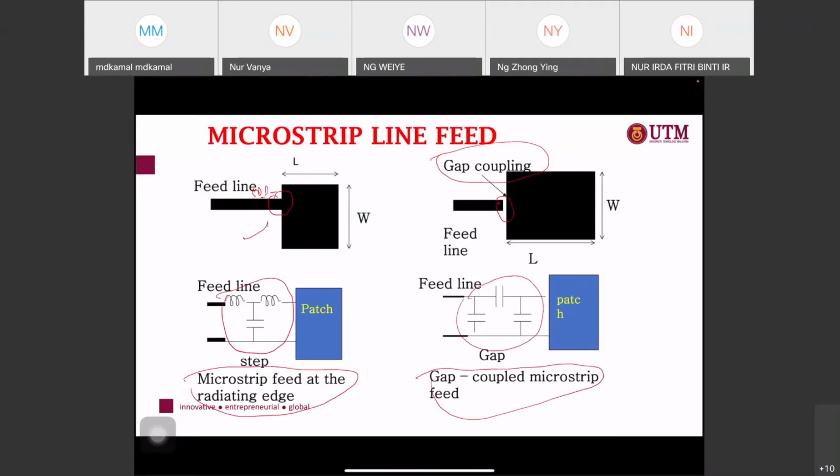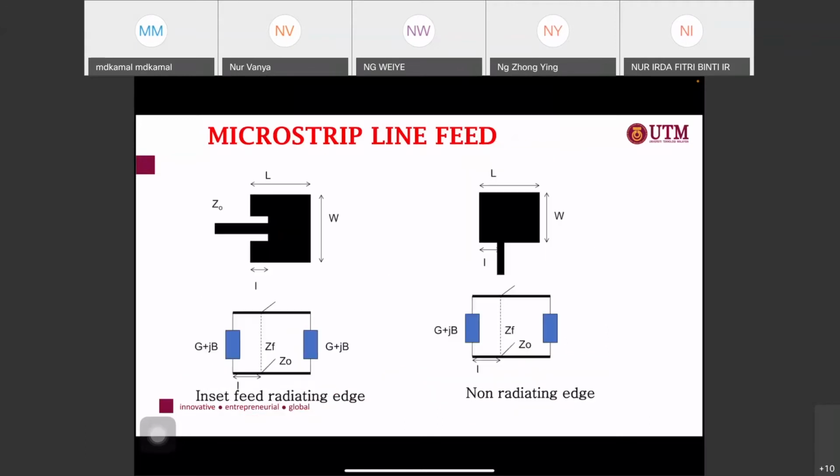For the gap, we always have only the capacitance here. Okay, so we also can use a microstrip line feed in this case. This is what you call the inset feed. Most of the time I'm using the inset feed, where you need to find the position where Z0 is 50 ohm. So this is the 50 ohm here.